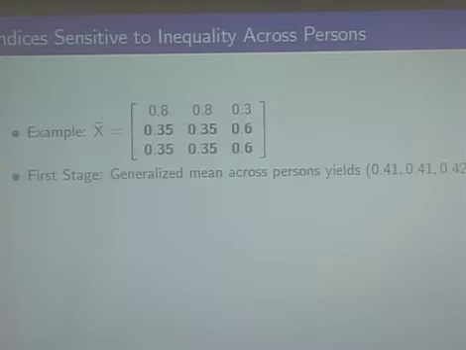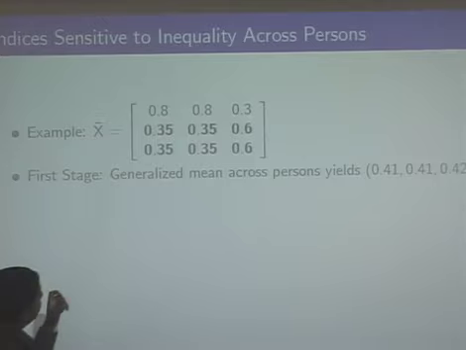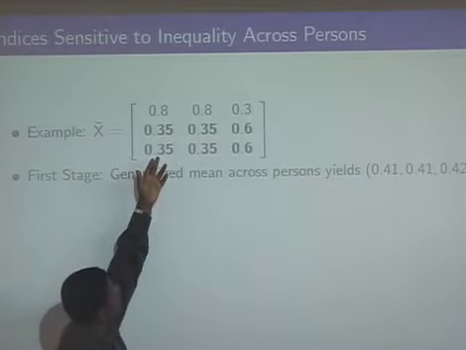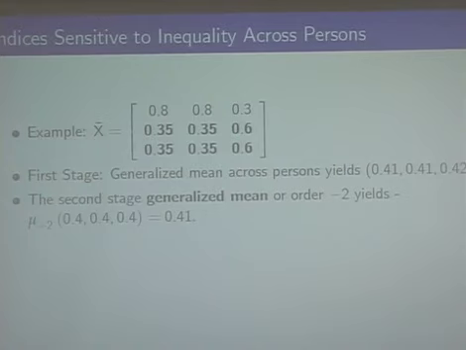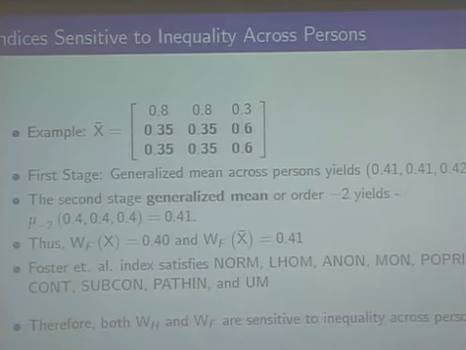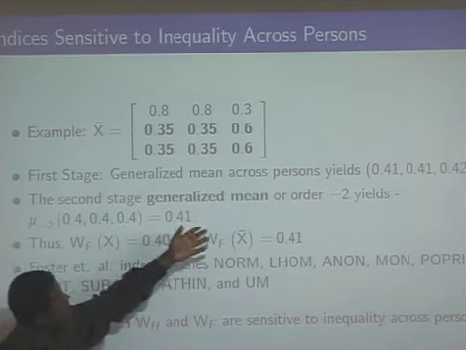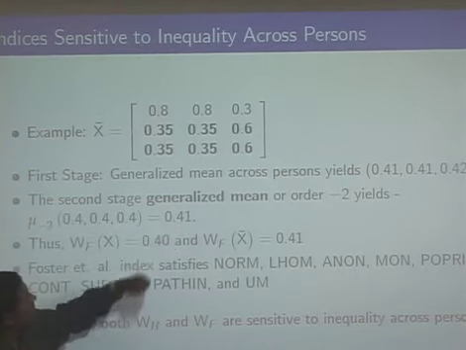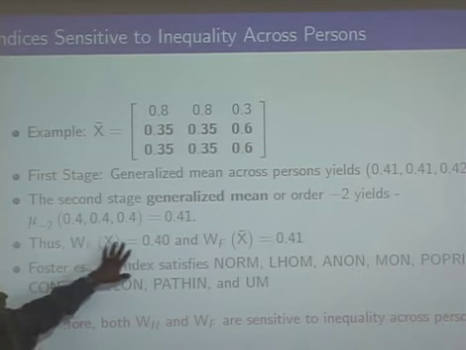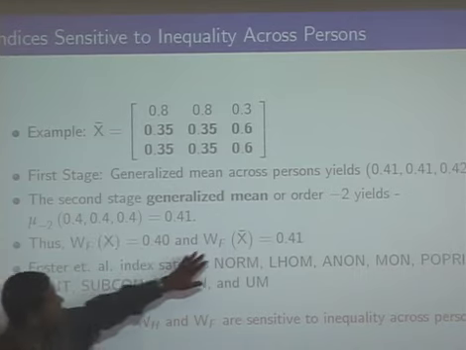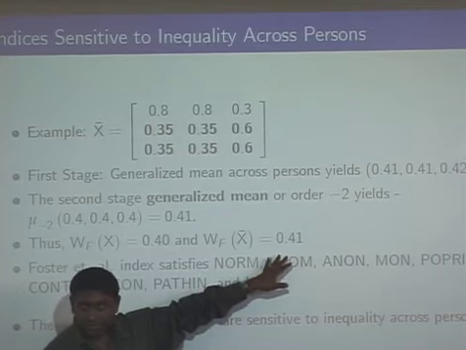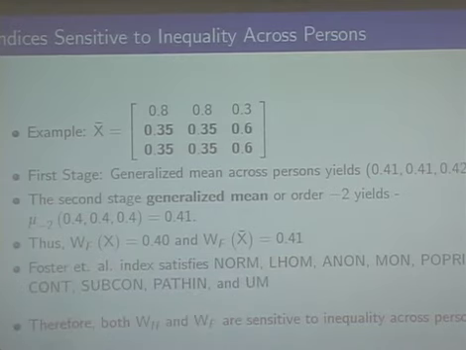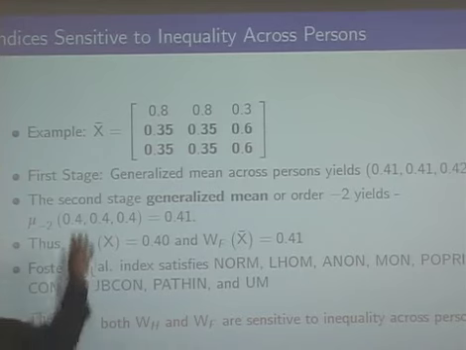Again the example, we have the same kind of inequality reduction transfer, you can say, where you have smoothed the achievements of the second and the third person, and then we have this result. So the second stage generalized mean of order -2 yields 0.41. You can see that WF of x is 0.4 as we had earlier, but WF of x bar is 0.41. That means an increase. So you are rewarding a reduction in inequality, although you have the same dimensional means.